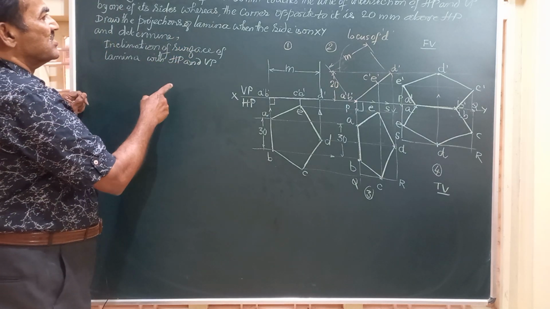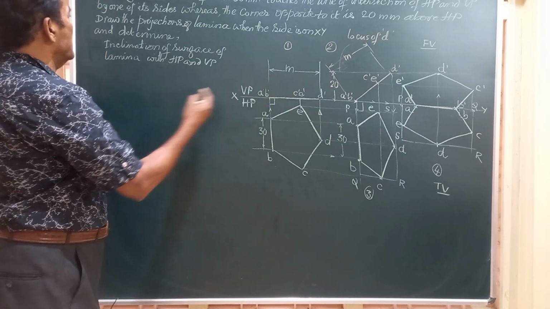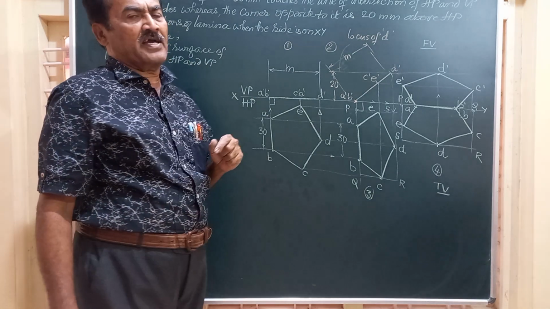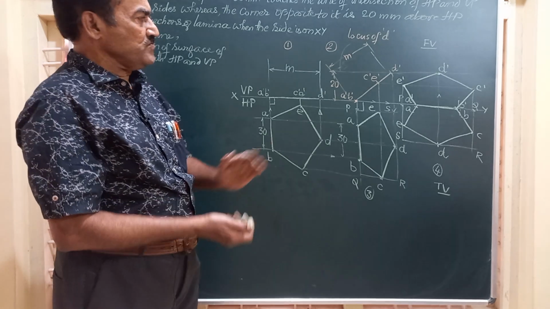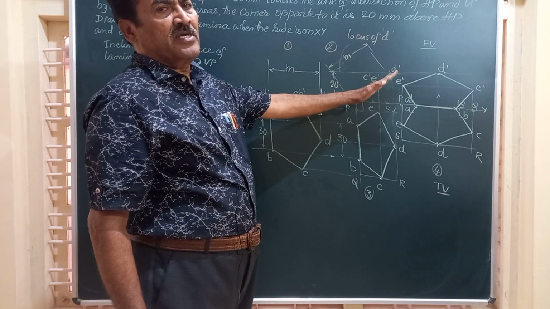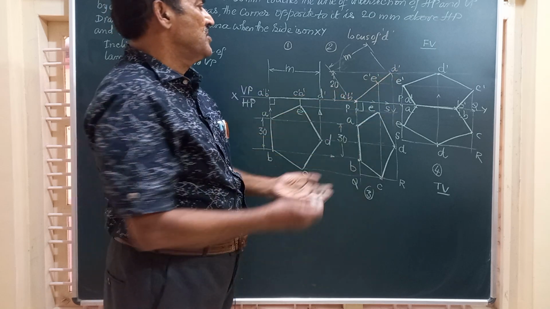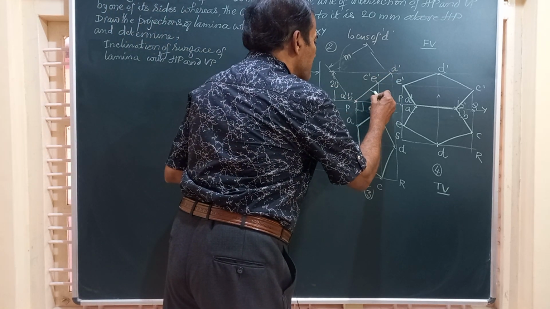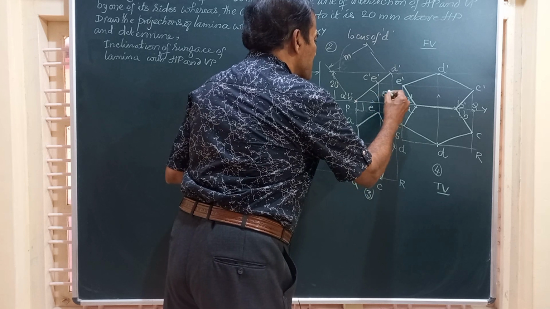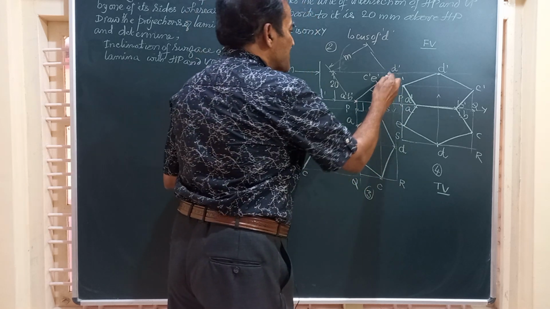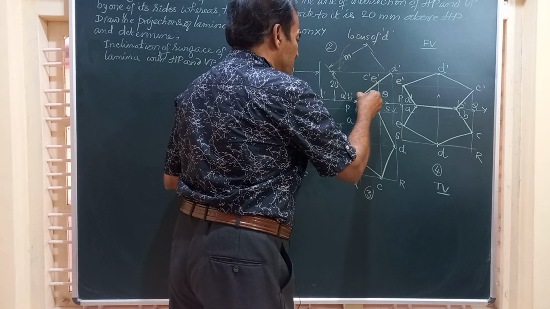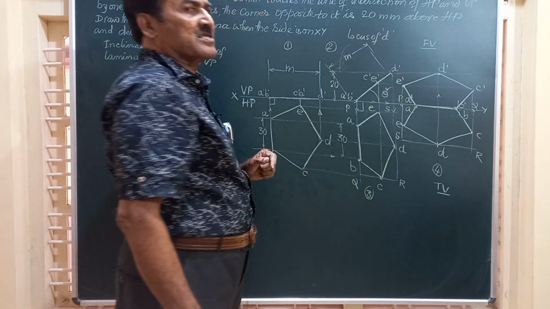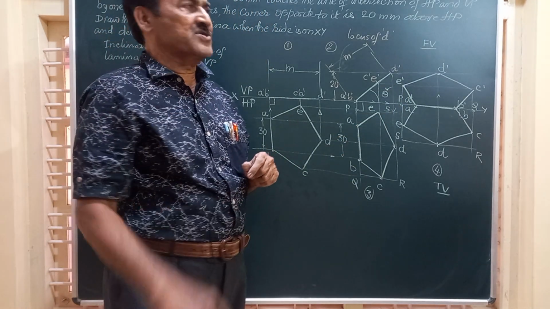Draw the projections when the side is on XY that you have given and determine the inclination of the surface of lamina with HP. Any inclination to HP can be seen in the front view. So friends, this angle theta is the angle made by the surface with HP. And after construction of this line M, same as this, you can find out what is the angle made by the surface of the lamina with HP.